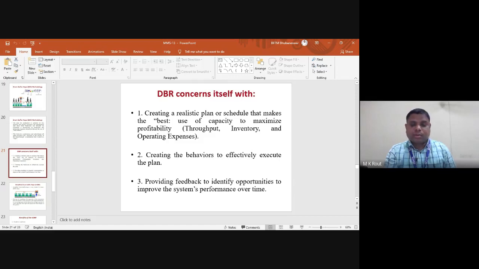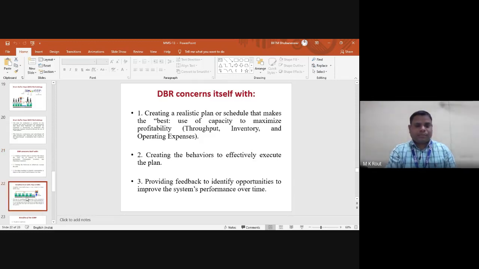So basically, most manufacturing organizations adopt this drum buffer rope concept regarding project management, regarding maintenance management, regarding processes, or you can say to optimize different processes also. The next is providing feedback to identify opportunities to improve the system performance over time. It also provides feedback, whether positive or negative. After getting this feedback, you must identify the different opportunities and improve the system performance over time.